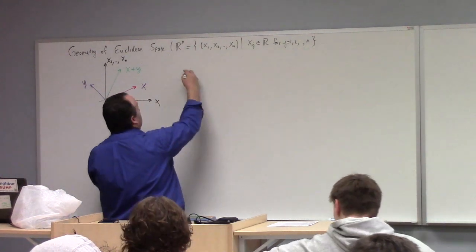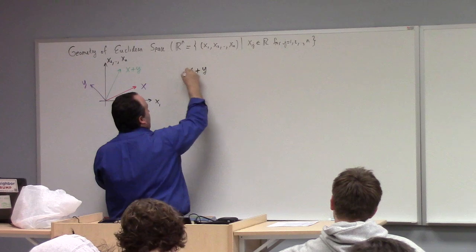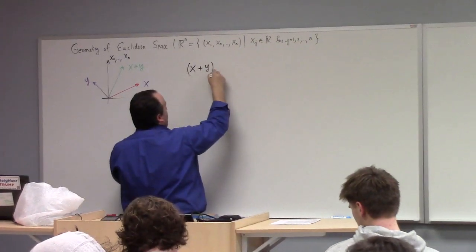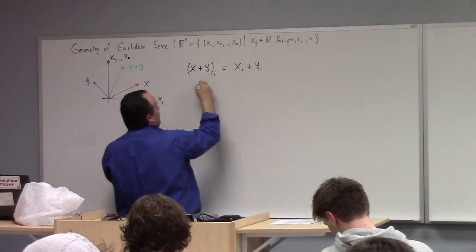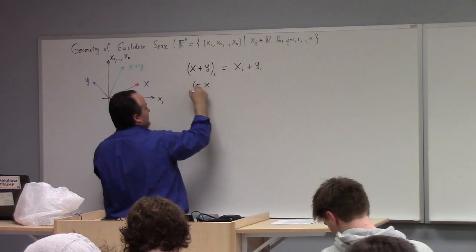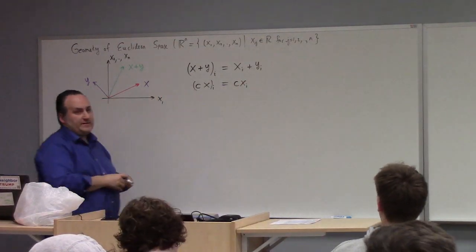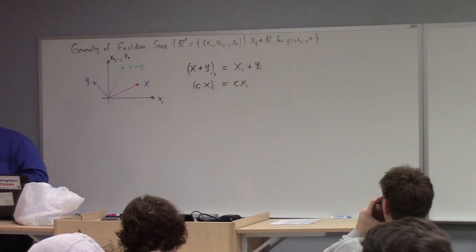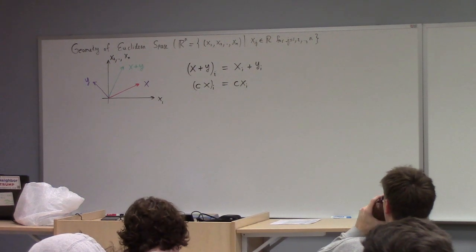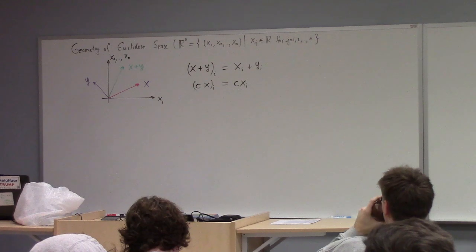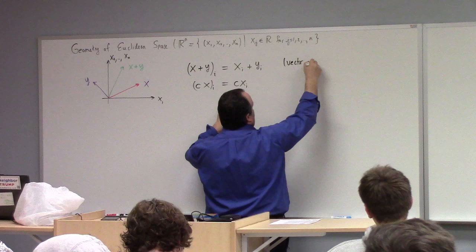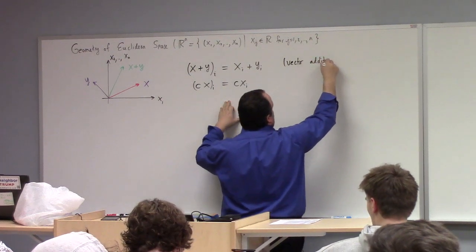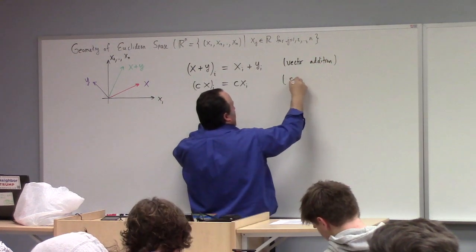And of course, if we talk about x plus y, and we talk about, let's say, the ith component of it, by definition, it's the ith component of x plus the ith component of y. And if we have a constant c times x, and we talk about the ith component of that, that's c times the ith component of x, like that, right? So these simple algebra rules I just wrote down define vector addition and scalar multiplication, right? This is the definition of vector addition. And this is scalar multiplication.